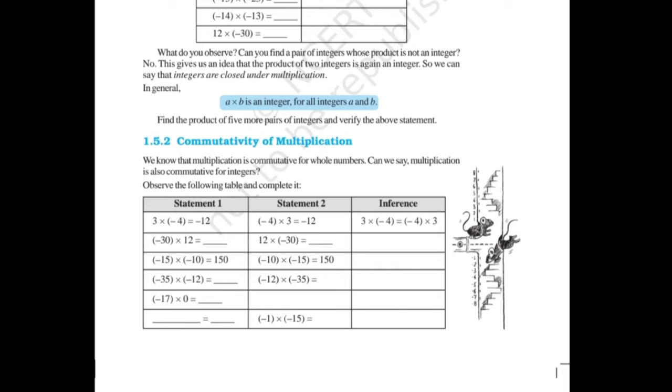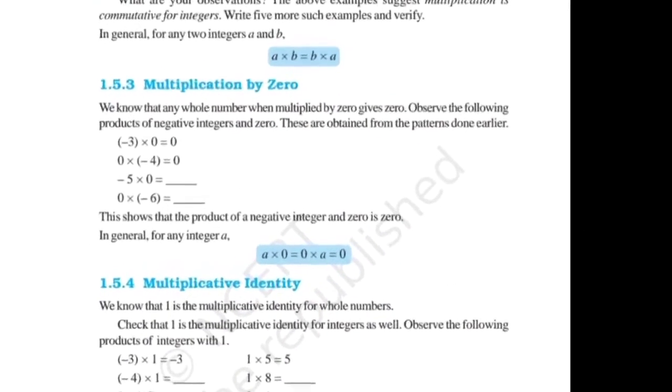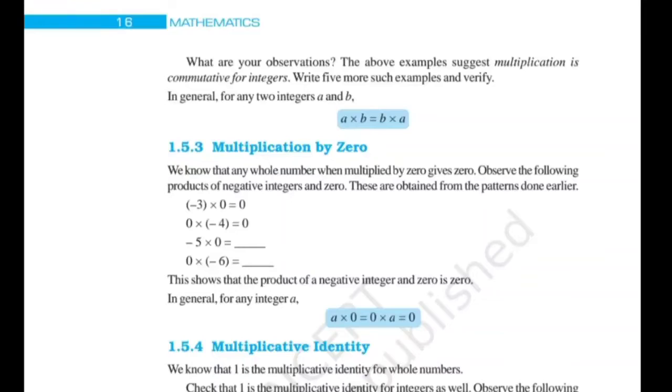Therefore we can say that multiplication is commutative. The rule is, examples suggest multiplication is commutative for integers.